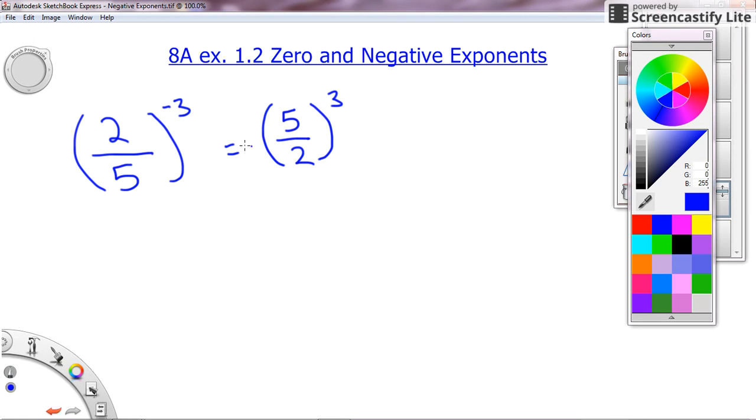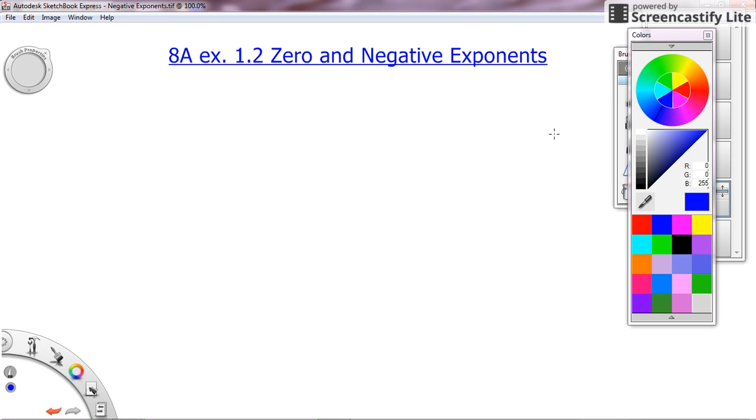All right, so your exponent rules tell you to take the numerator and raise it to the third power, and the denominator and raise it to the third power. And our answer is going to be 125 over 8. Done. Let's try one more.